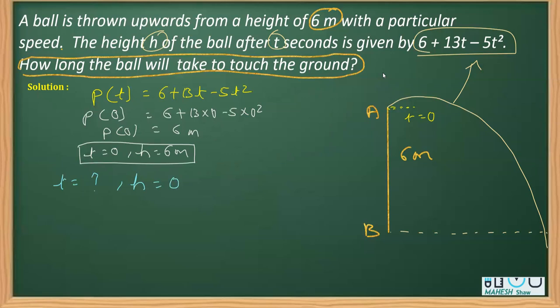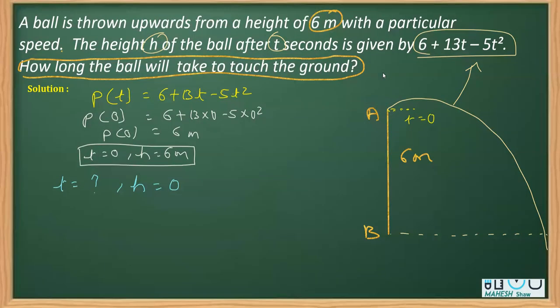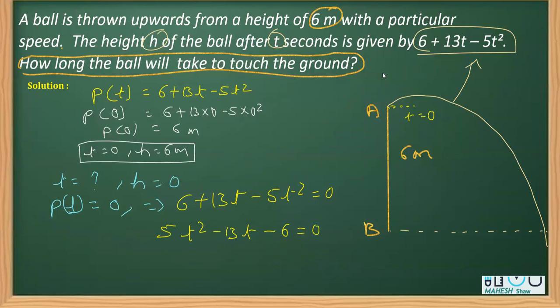So height is 0 means what? This is 0, right? As you can see, this is represented, or you may write p(t) as 0. p(t) as 0 implies that 6 plus 13t minus 5t square equal to 0. Now first write it in the standard form, 5t square minus 13t minus 6 equal to 0, on transposing.